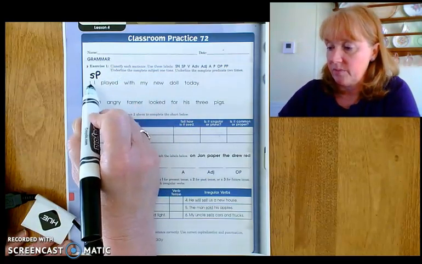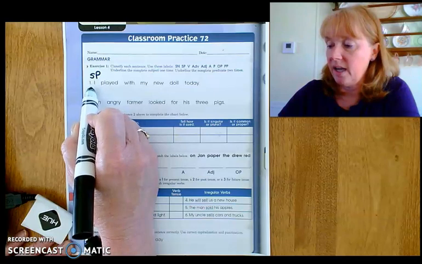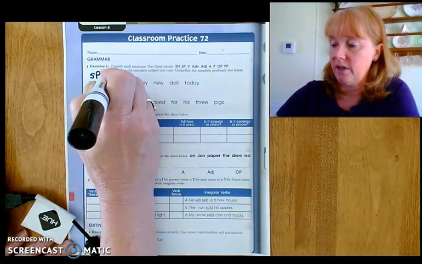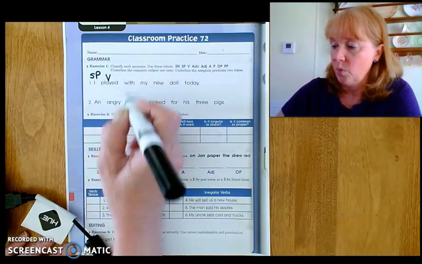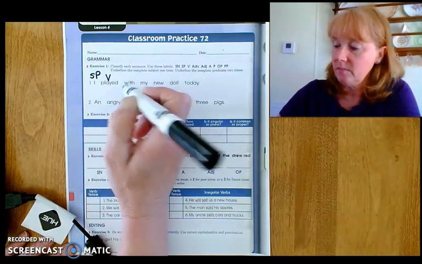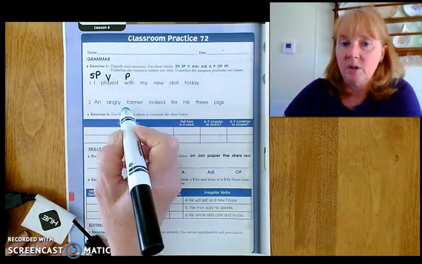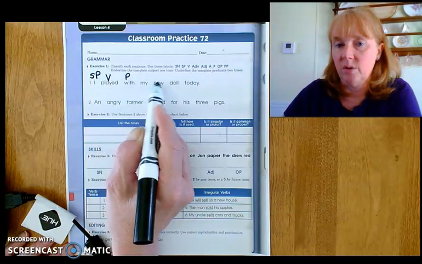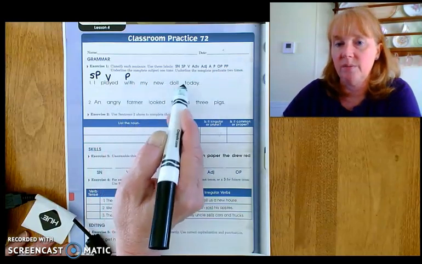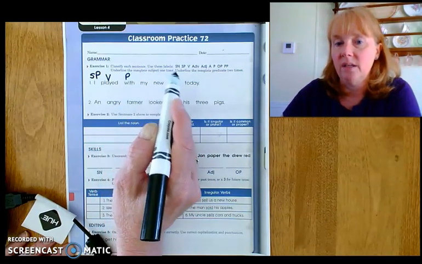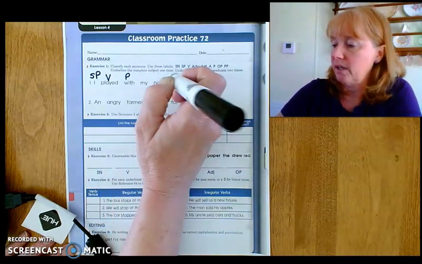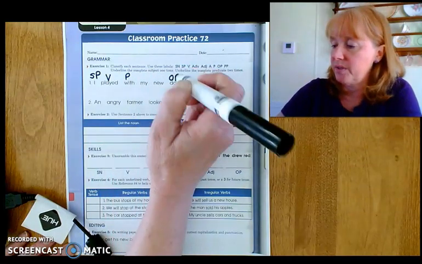Remember? The subject pronouns, I and we, he and she, it and they and you. Okay, so what is being said about I? I played. Verb. With, preposition. With what? There's a whole bunch of words here, but only one of them is with doll, right? Object of the preposition.